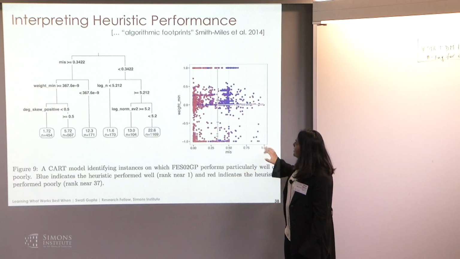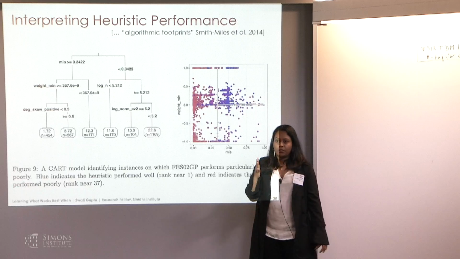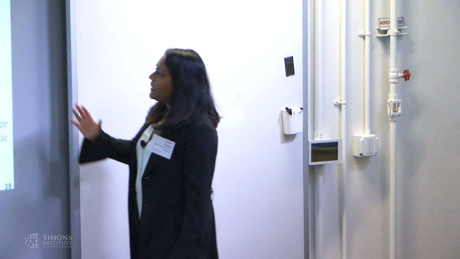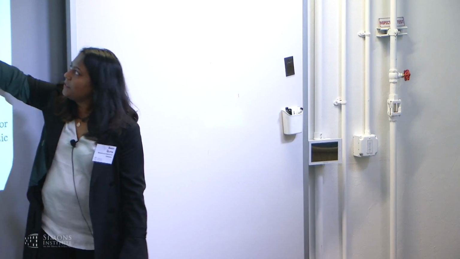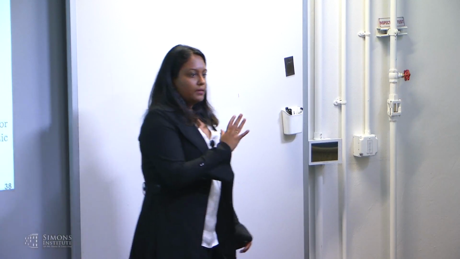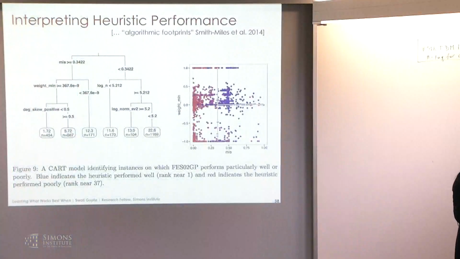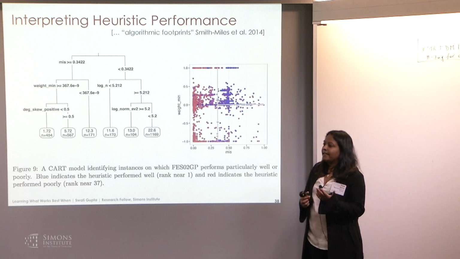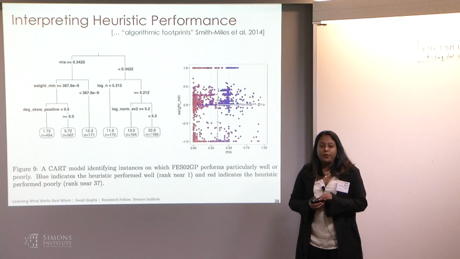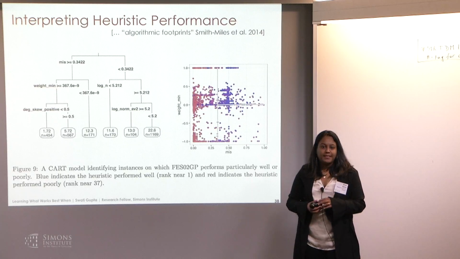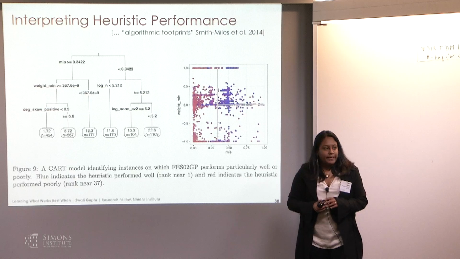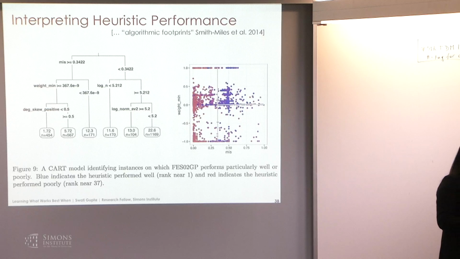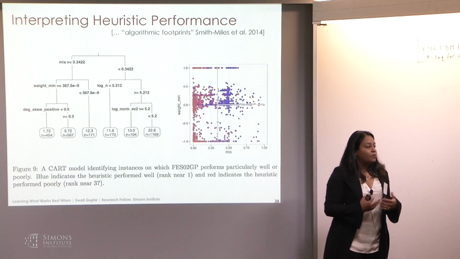And here what you see is the red dots are where it achieved close to 37th rank. Blue dots are where it achieved close to 1st rank. And there's a clear sort of an area where this heuristic actually does perform pretty well compared to all of the rest of the 37 heuristics. Now, this MIS is an interesting feature that we added into our set of features. It just computes what's the approximate maximum independent set.